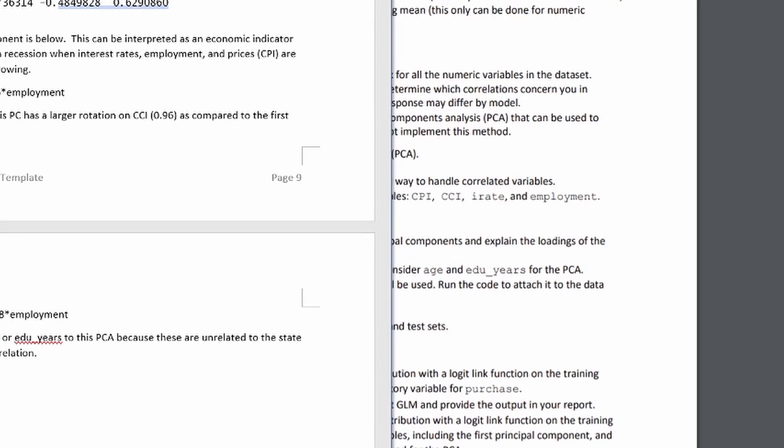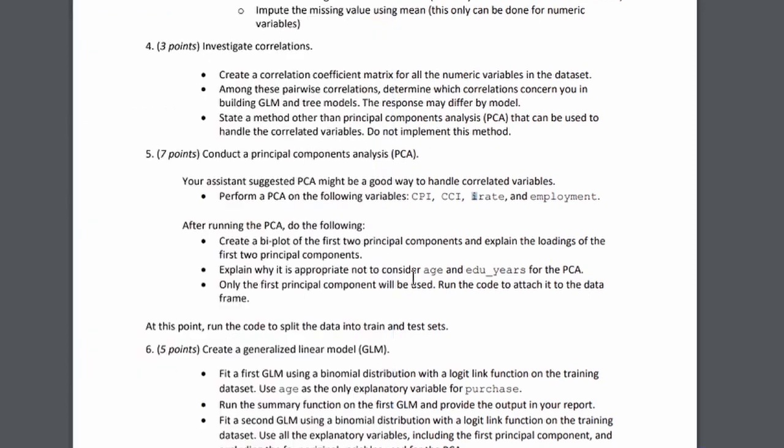But for the purpose of PCA, which can only look at linear relationships, it would be useless to add them. So this would only make the PCA more difficult to interpret, and the variables would not explain any of the variation in I rate, CPI, CCI, and employment. So only the first principal component will be used. Run the code to attach it to the data frame.